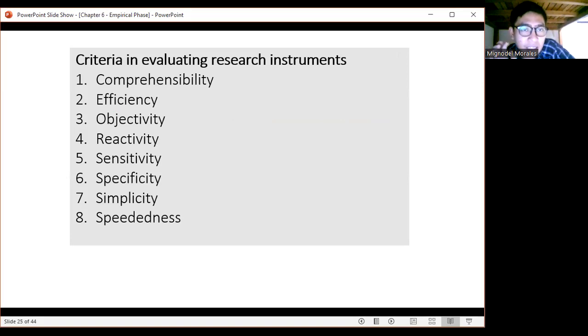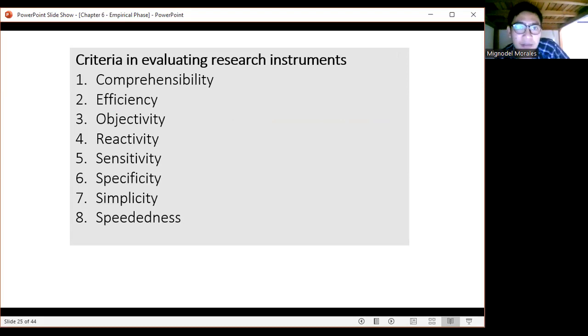So these are the criteria for evaluating a research instrument. Comprehensibility: if it's comprehensive, it cuts across all and can answer all the objectives of the study. It is comprehensible if it's in lay words. No, we do not use jargon.